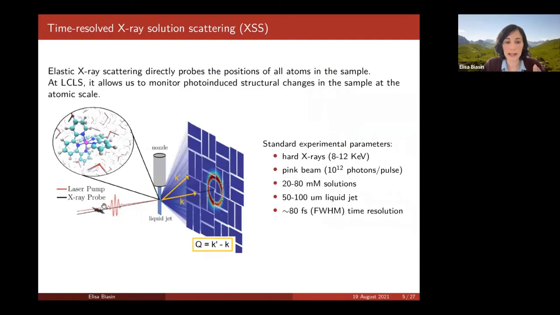So the time resolution is actually limited by the laser and the X-ray probe pulse length, which is around 40 femtoseconds, and by the thickness of the jet, because there is some mismatch between the traveling time of the two pulses along the jet. There is around 1 femtosecond mismatch per micrometer. So for a typical experiment that we have run so far, in which we have a 50 micron jet and then 40 femtosecond laser and X-ray pulses, we achieve around 80 femtosecond time resolution.